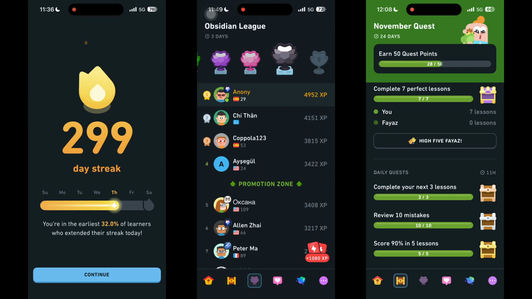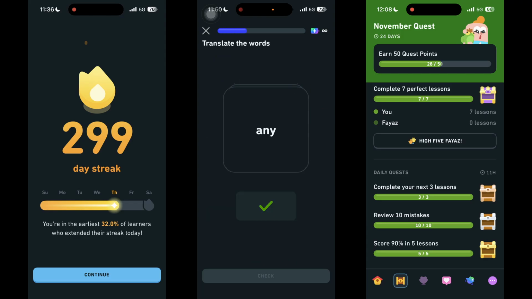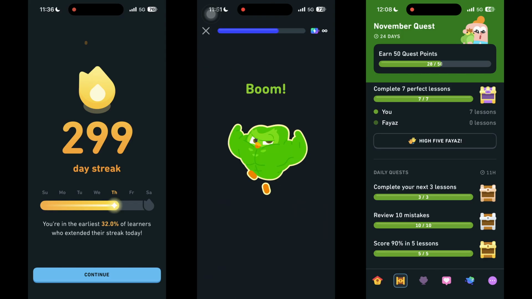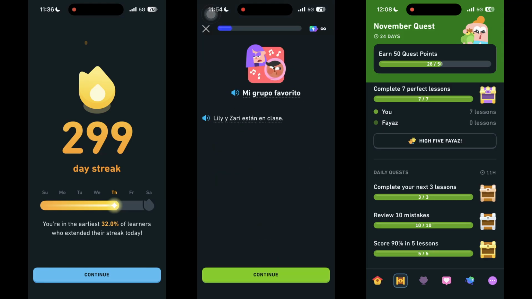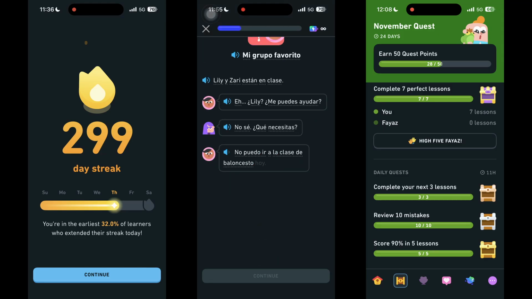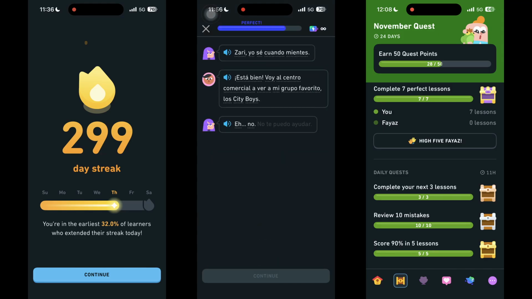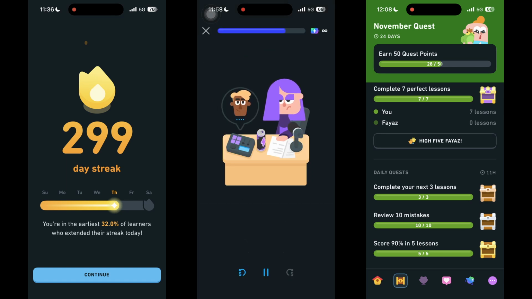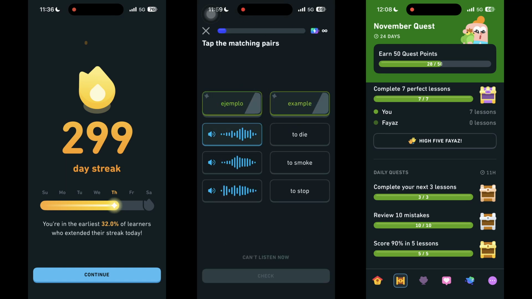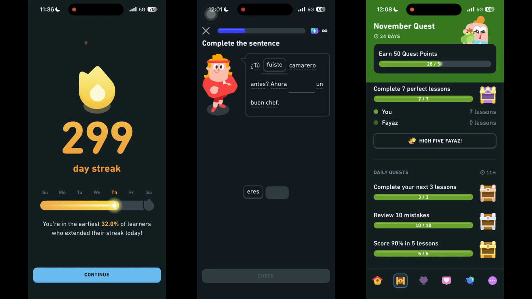Nosotros fuimos médicos, which means we were doctors. And like nosotros fuimos a Argentina el otoño para trabajar allá, which means we were in Argentina last fall for our job there. So, it's all about talking about the past tense. I completed my 3 daily quests too, and I was still on the top of the leaderboard on the weekly leaderboard.